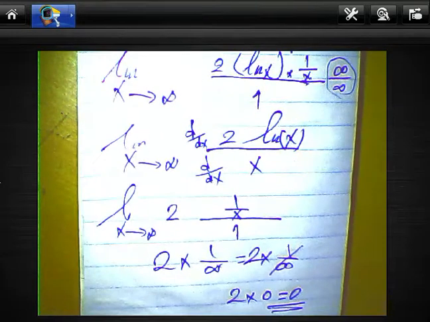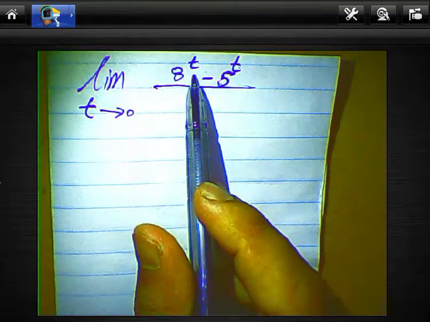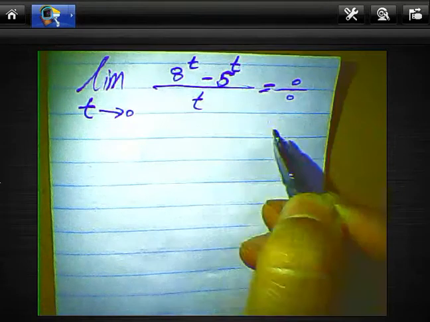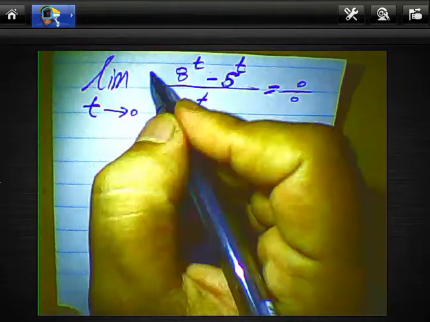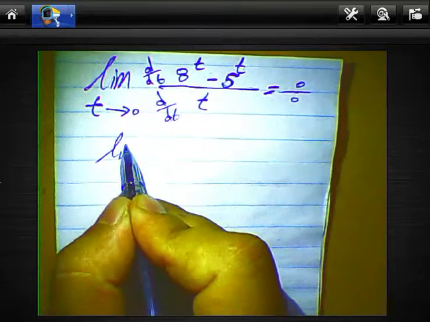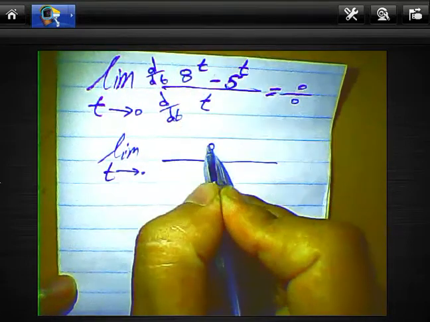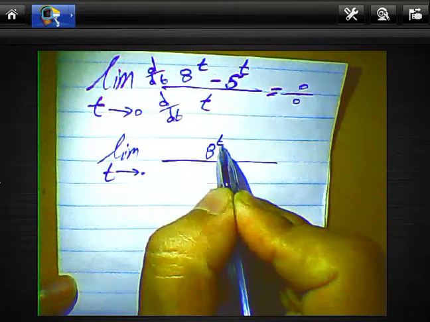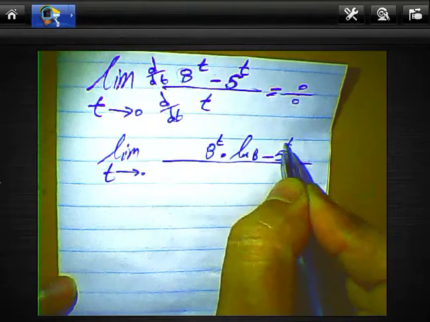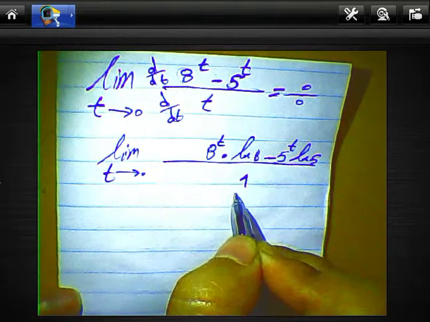Okay, another example. You want to find the limit as t approaches 0 of (8 to the power t minus 5 to the power t) over t. Putting in 0 gives 8 to the power 0 minus 5 to the power 0 over 0, which is 0 over 0, so we must use the derivative of the numerator and denominator with respect to t. The derivative of 8 to the power t is 8 to the power t multiplied by ln 8, then subtract 5 to the power t ln of 5. The derivative of t will be 1, and we can put 0 here.